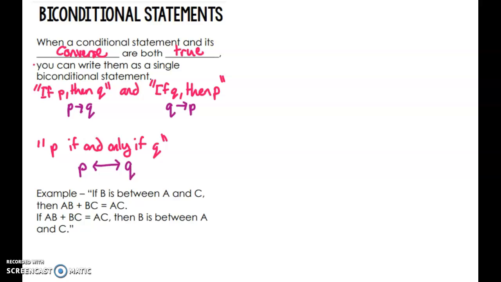go forwards and backwards. I also would like to note, if you could squeeze in on your foldable somewhere, if and only if can be abbreviated as IFF. If and only if. That's a common abbreviation for that. It's just to write IFF. Okay, so let's look at our example here.